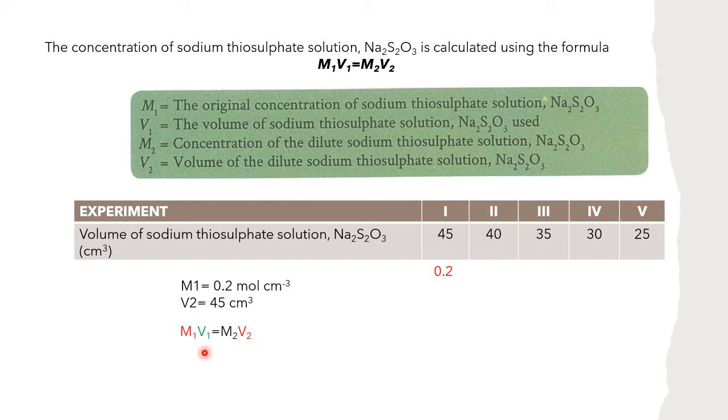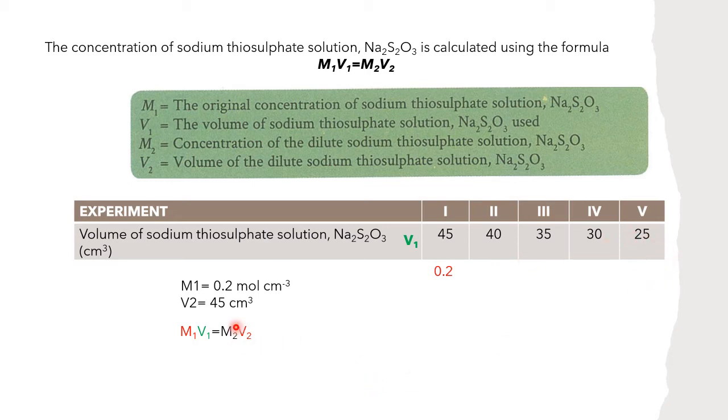Alright, let's say kita gunakan formula M1V1 is equal to M2V2. So M1 dengan V2 ni, the red one yang warna merah ni, adalah nilai yang kita tak akan ubah lah. Kalau you nak kira nilai yang awak tak akan ubah. But V1 ni adalah volume of sodium thiosulfate yang baru, yang awak nak. Katakan eksperimen pertama, we use 45 cm³ of sodium thiosulfate. For experiment number 2, we use 40 cm³ of sodium thiosulfate and so on.